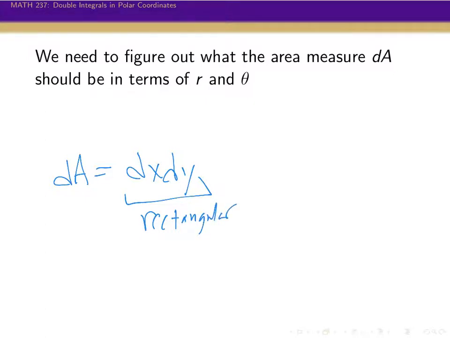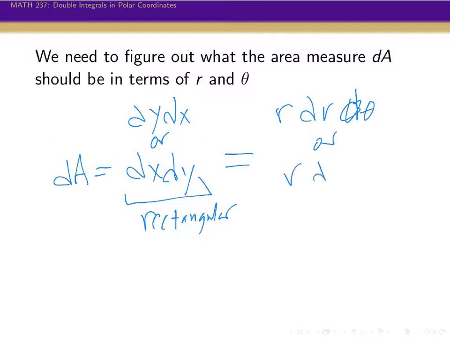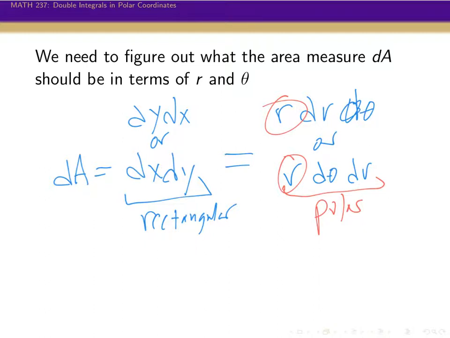And so this is dx dy or dy dx. In polar, this is going to be r dr d theta or r d theta dr. This is what it is in polar. Do not forget this r there. That r is critically important. If that r is not there, then you are actually not doing the right integral. So you have to have this r here. It is r dr d theta, or r d theta dr.